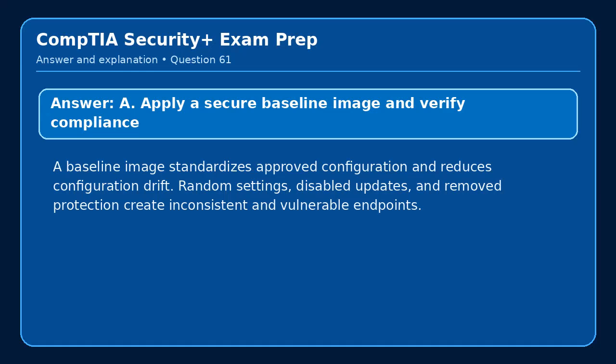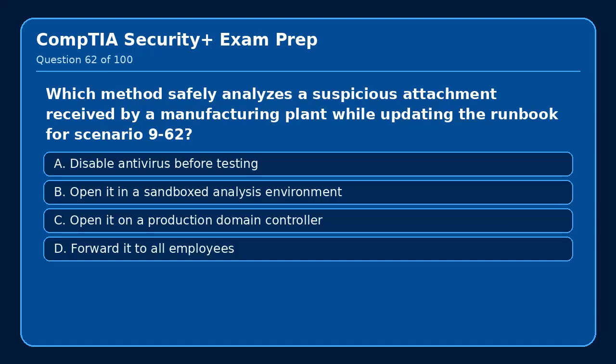The answer is B. Use SIEM correlation rules. SIEM centralizes and correlates logs to identify patterns that individual tools may miss. Manual notes, deleted logs, and memory cannot reliably correlate distributed events.